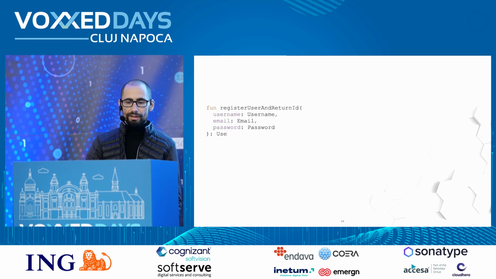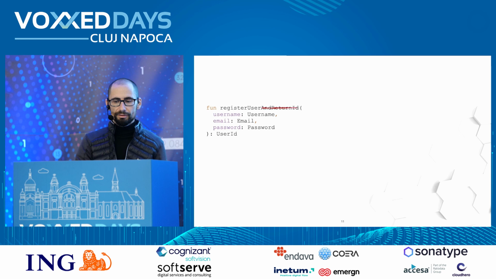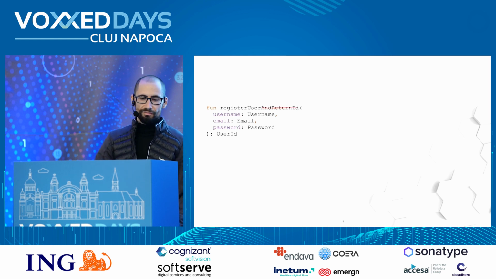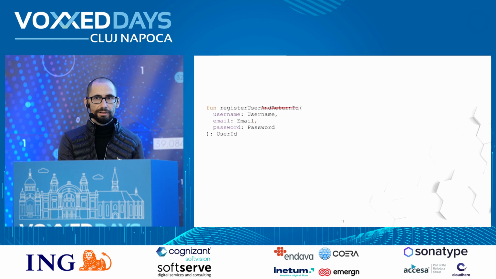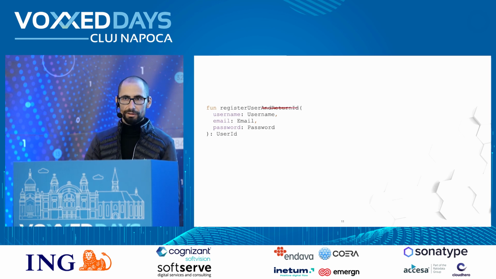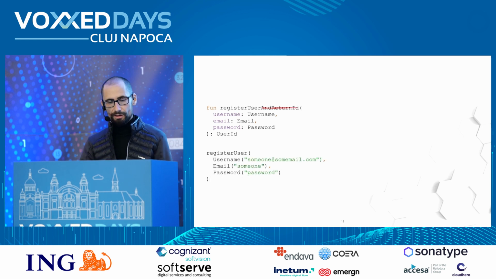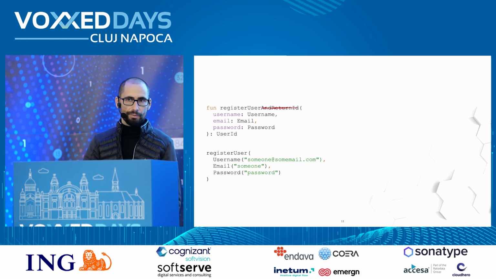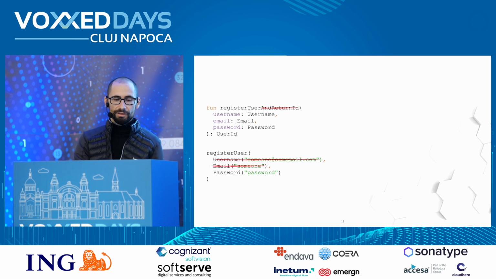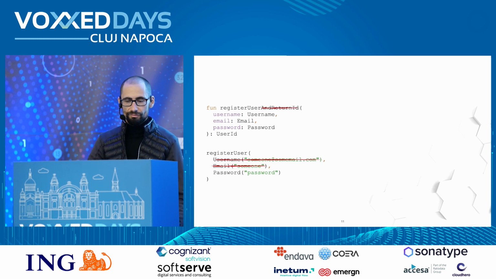Now, if we go back to our function, we can drop the "and return ID" because now it's clear from the function signature that it's returning a user ID. It's no longer returning a string; it's returning a proper type, which is user ID. However, if I'm invoking it, I'm going to have some problems again. This is an email, and this is a username, so it's still invalid data. The compiler can help me, but I'm still going to have to do some kind of runtime validation to make sure that my system has correct information.